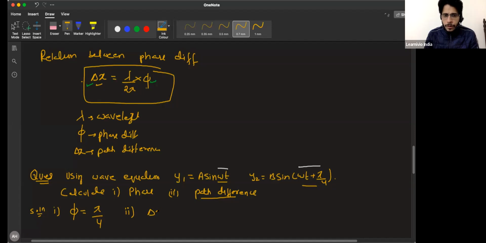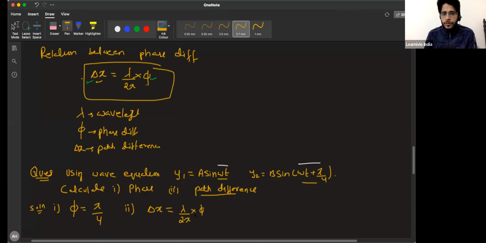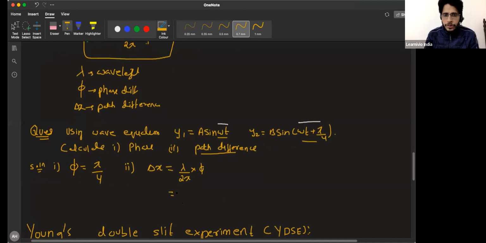See, this is your path difference. Your path difference is good, Fatima. It's lambda by 2 pi into phase difference, right? So the phase difference is pi by 4 now. So it's lambda by 2 pi into pi by 4. This pi will cancel this pi, so we'll have lambda by 8. Faisal, it's not x, it's pi, so it gets cancelled out. So your delta x is lambda by 8.